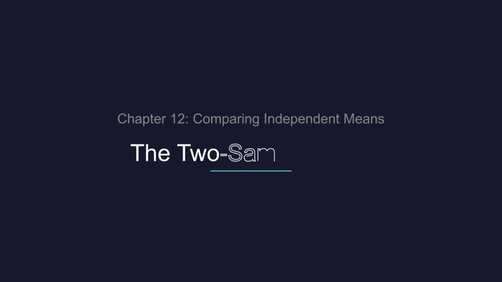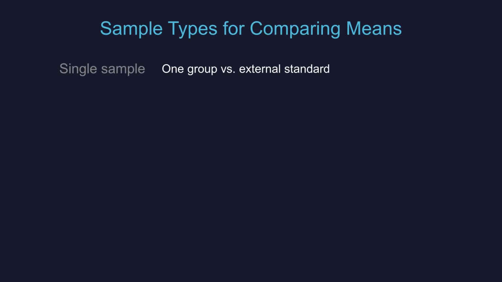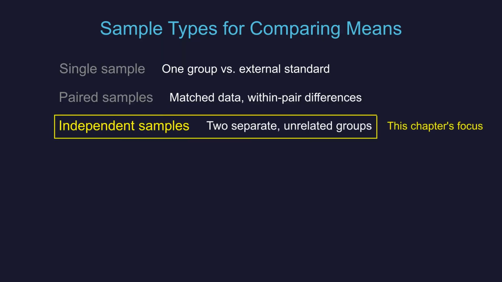Chapter 12, the two-sample t-test for comparing independent means. When comparing means, we encounter three types of samples. A single sample compares one group to an external standard. Paired samples involve matched observations, like before and after measurements on the same subjects. But in this chapter, we focus on independent samples, where two completely separate groups are compared.